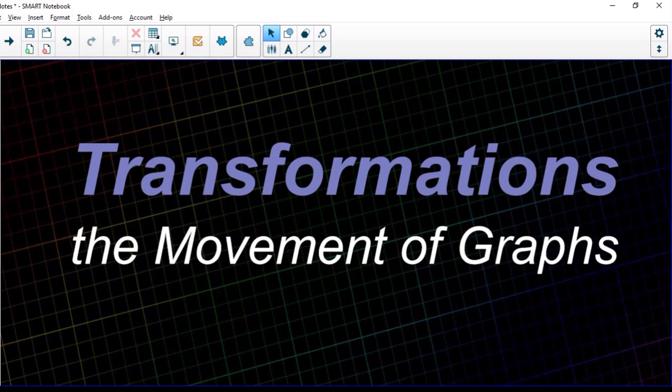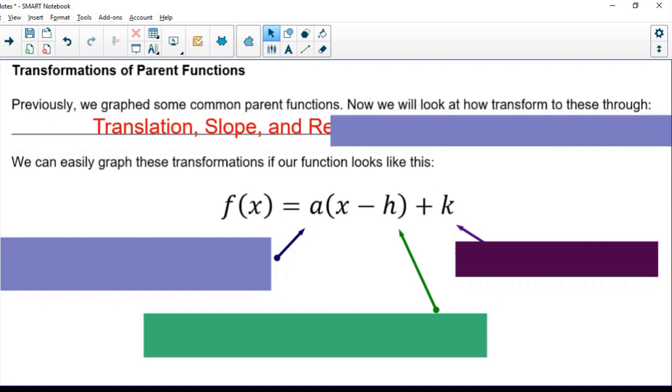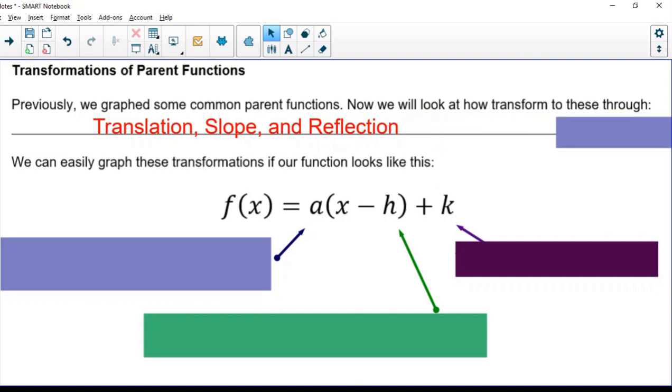Transformations, this is how we talk about the movement of graphs. And it's a very good shortcut because it means that we can skip the t-chart, we can skip a lot of that arithmetic, and really just get right to the quick part. So in my last video, we talked about graphing parent functions. And if you really just remember the shape of that graph, you can skip all those steps and we can graph these pretty easily. And all we have to look at is the translation, the slope, and if there's any reflections.